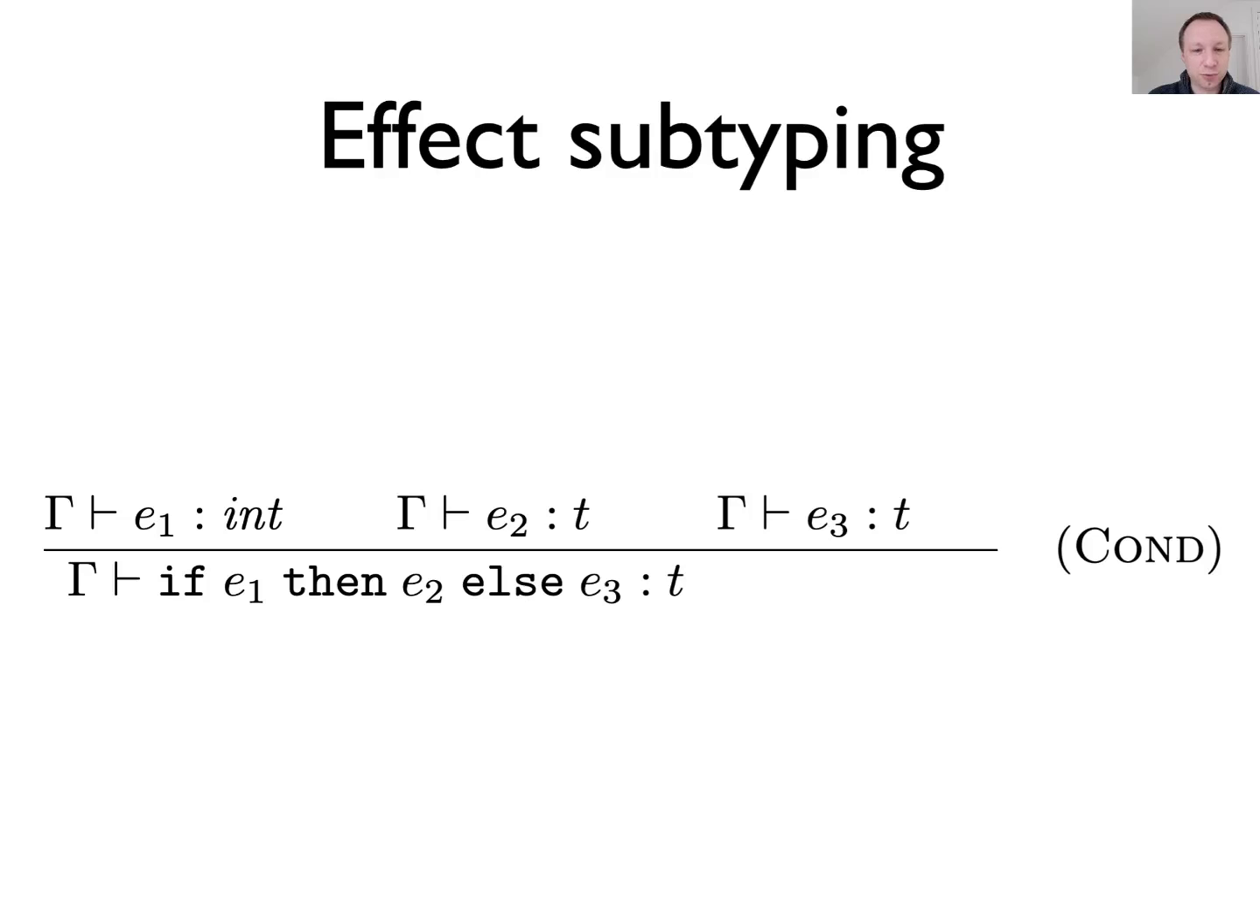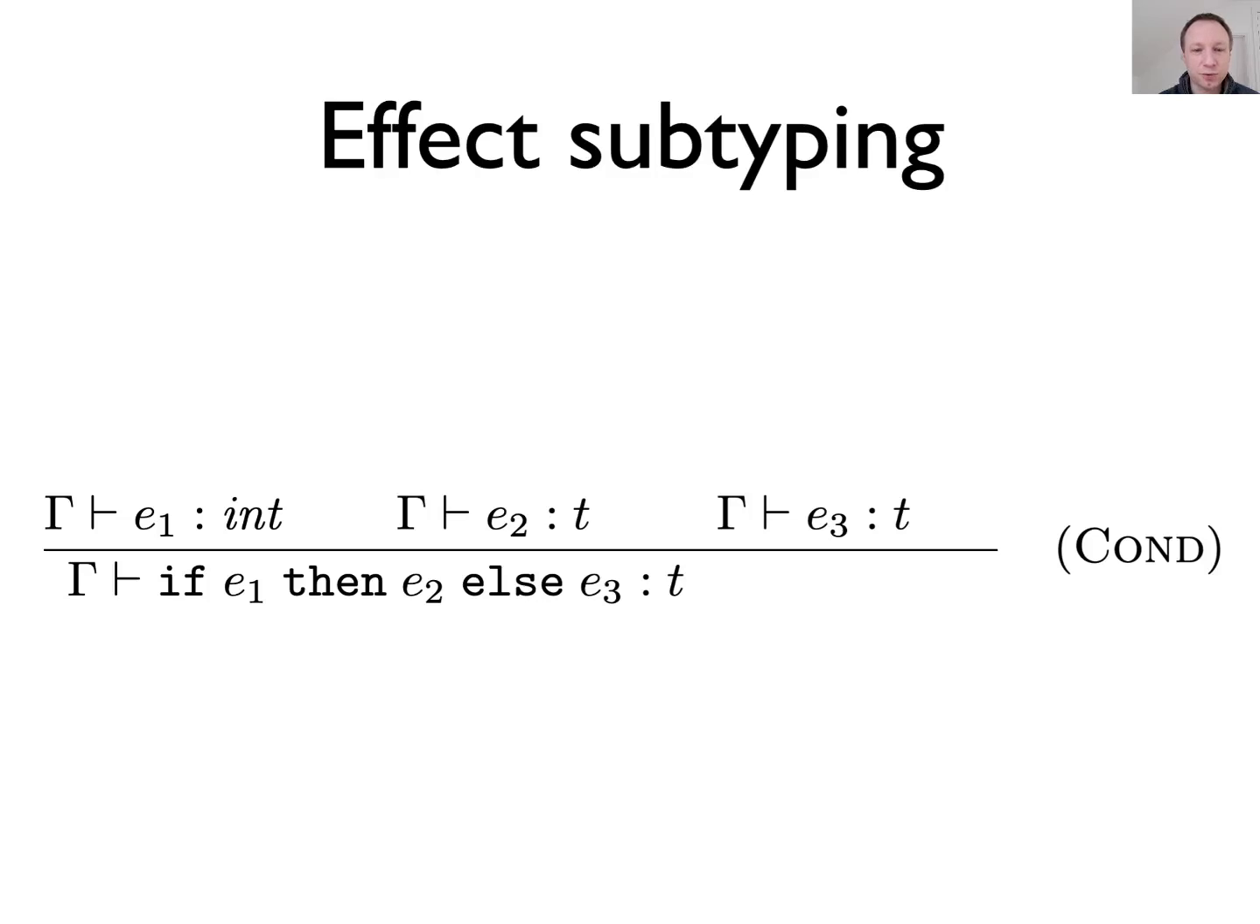So here's our rule. E1 is going to produce an integer that allows us to use it as a predicate to determine whether we're going to go left or right, whether we're going to take the then part or the else part of the condition. Then we have E2 has type T and E3 has type T. And we can say based on that, then of course, the result of this particular expression, this conditional expression, is of type T.